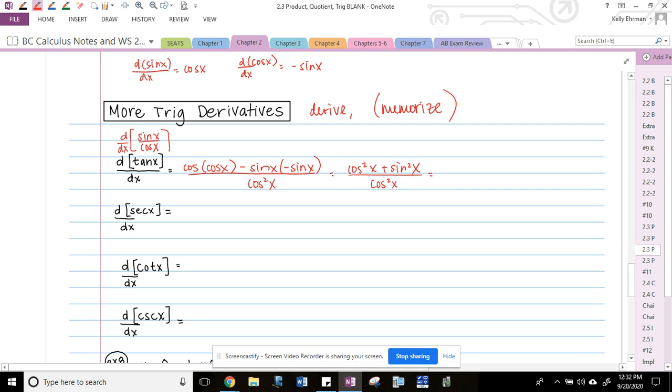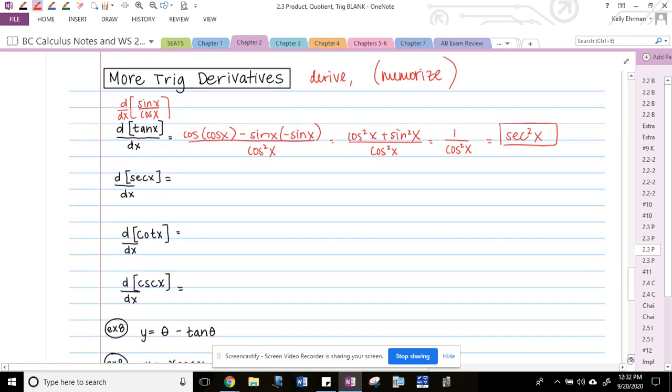We have to think about our trig identities. Remember last year, cosine squared plus sine squared is equal to 1. And the reciprocal of cosine squared, the reciprocal of cosine is secant, so this should be secant squared x. So you want to memorize that the derivative of tangent x is equal to secant squared x.